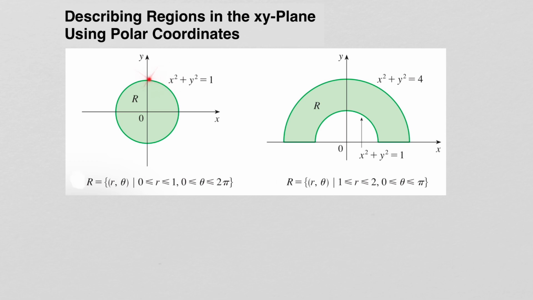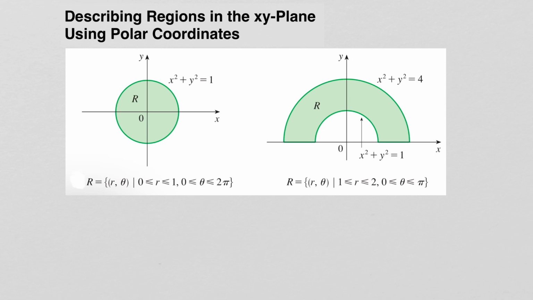Because if we rotate all the way around, and if we are 1 unit or less from the center of this circle here, we basically get this disk. So although it requires statements about two variables here, r and theta, these are very simple statements, whereas x squared plus y squared equals 1 is a much more complicated statement.